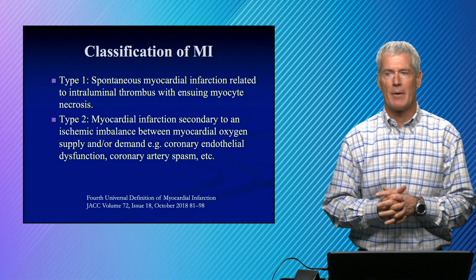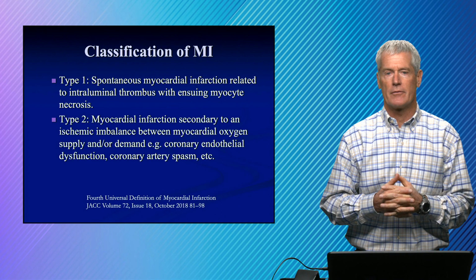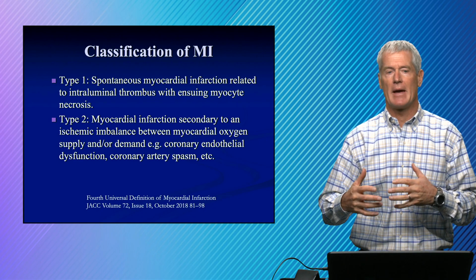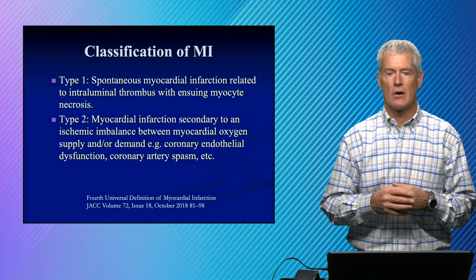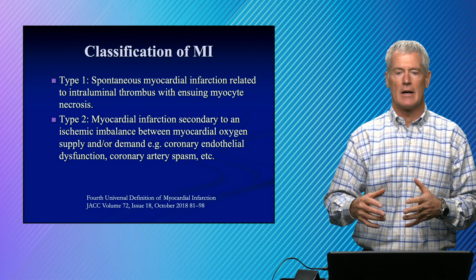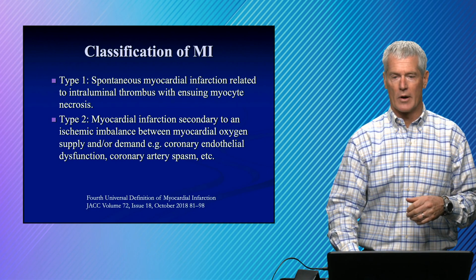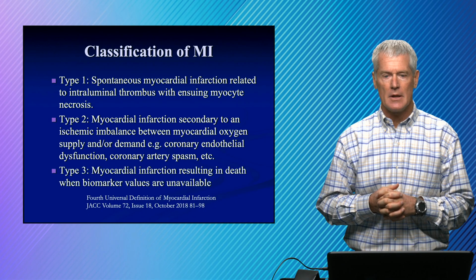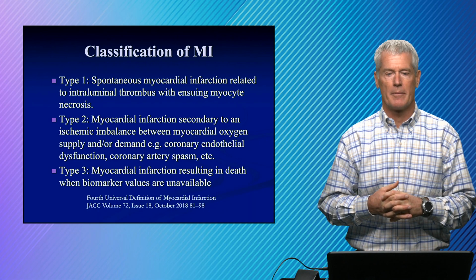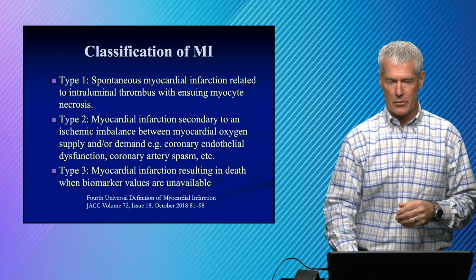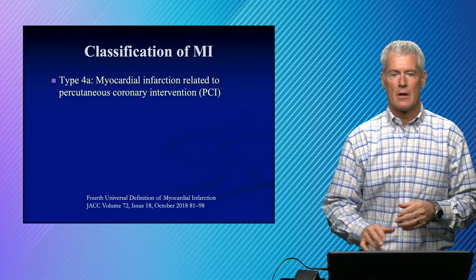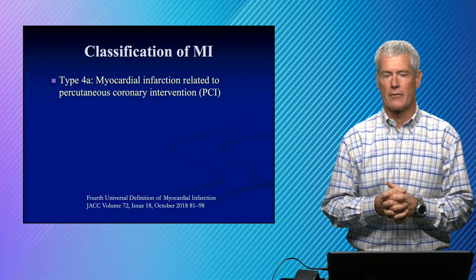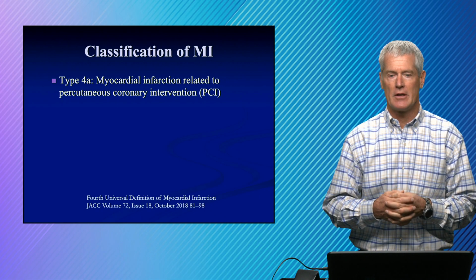A type 2 MI is a myocardial infarction due to relative demand and supply of oxygen. So in the setting of coronary spasm or exercise, could cause a type 2. Myocardial infarction resulting in death when biomarkers are unavailable would be a type 3. Type 4s and type 5s relate to surgical intervention or coronary invasive procedures.